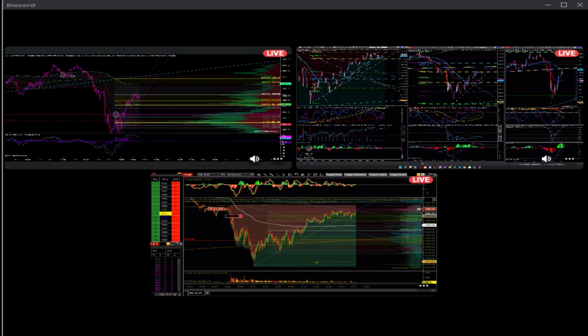Not liking it for my short. Not liking it at all. I'm looking at my higher time frame, thinking, hey, we just had a 61% retracement. That's about as high as a healthy ABCD could go. So this could give us a leg down, a decent size leg down.